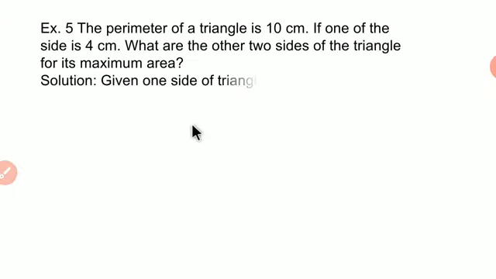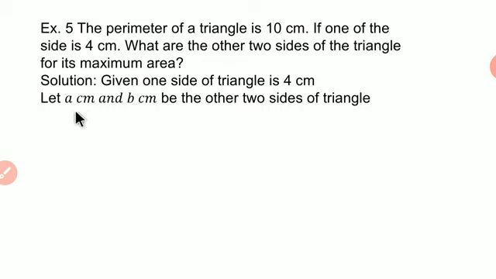Now see the next example number 5. The perimeter of a triangle is 10 centimeter. If one of the sides is 4 centimeter, what are the other two sides of the triangle for its maximum area? We are given the perimeter of the triangle and also one side of the triangle. So given one side of the triangle is 4. Now we assume the other two sides as a and b. So let a centimeter and b centimeter be the other two sides of the triangle.